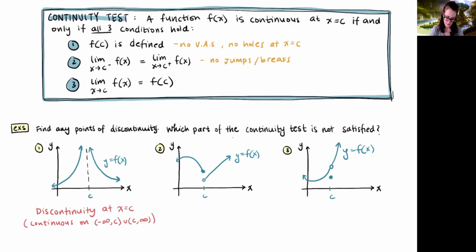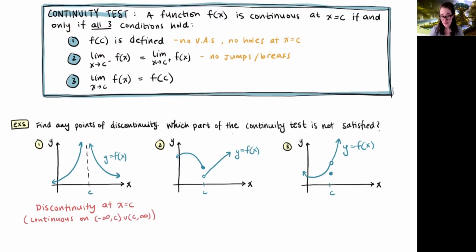So the first one says f of C is defined. So is that true in this case? I don't think so, because we have a vertical asymptote there. So right away, we are failing that first condition. So I would say 1 is violated. F of C is not defined. So that's the reason why we have this discontinuity there.